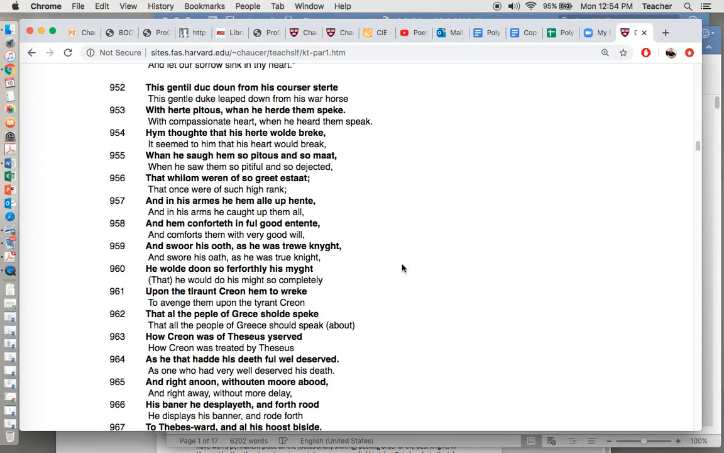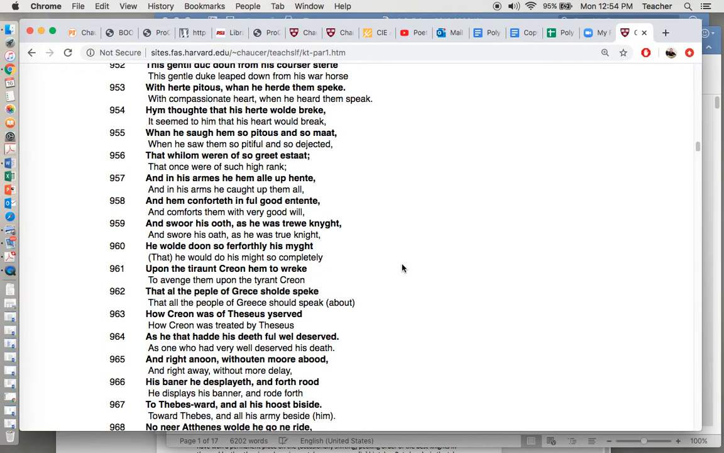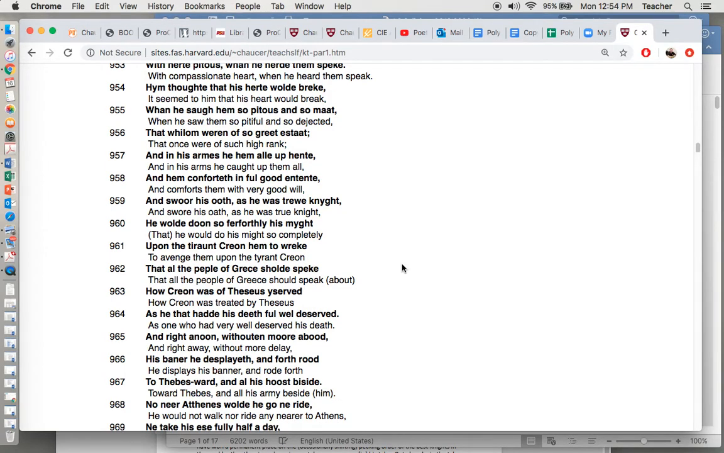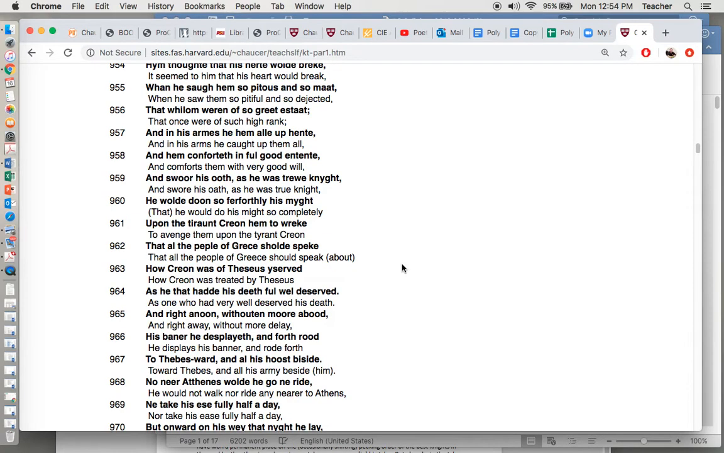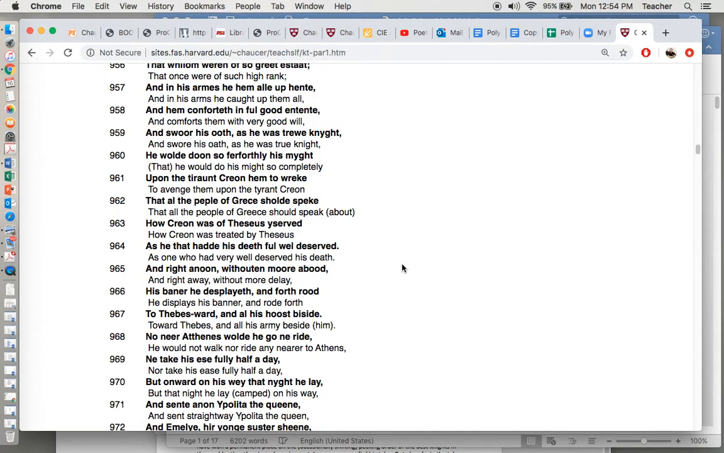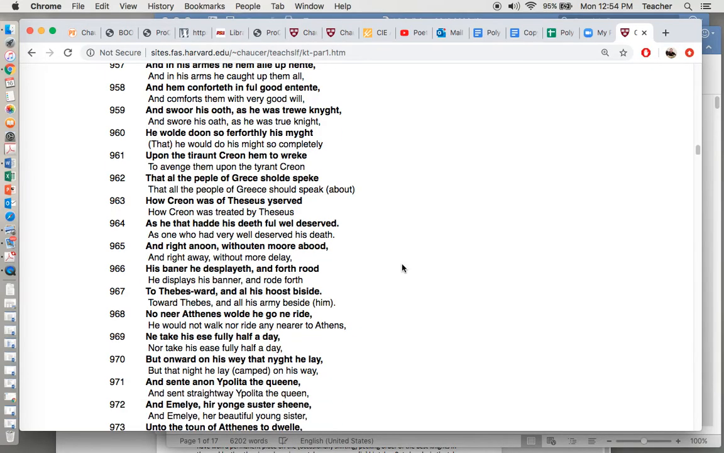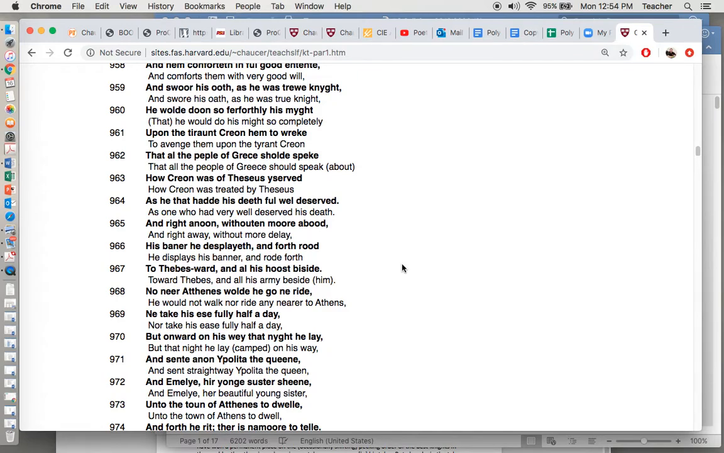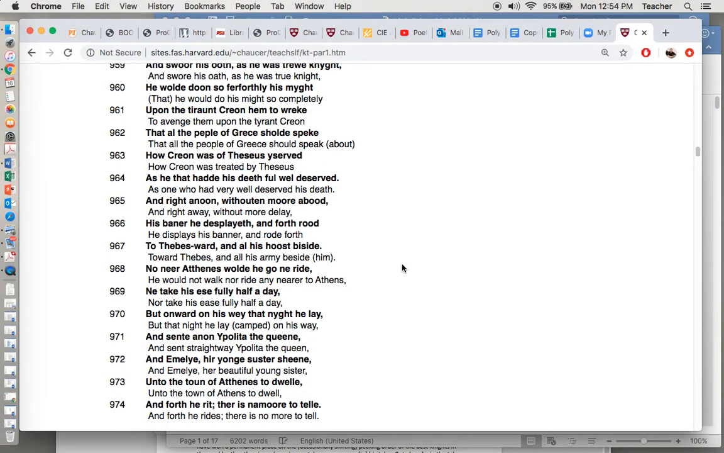And right anon, without more delay, his banner he displayed and forth rode to Thebes ward, and all his host beside him. Near Athens would he not go nor rest, nor take his ease fully half a day, but onward on his way that night he lay, and sent anon Hippolyta the queen, and Emily her young sister sheen, unto the town of Athens to dwell, and forth he rode; there is no more to tell.